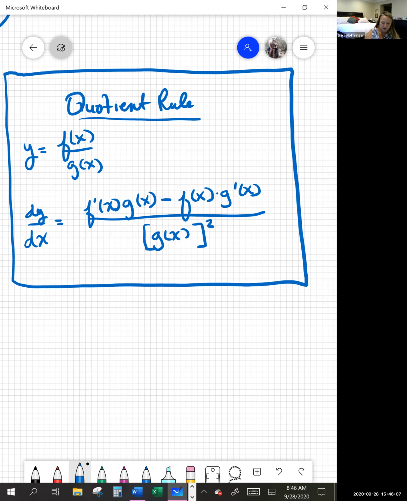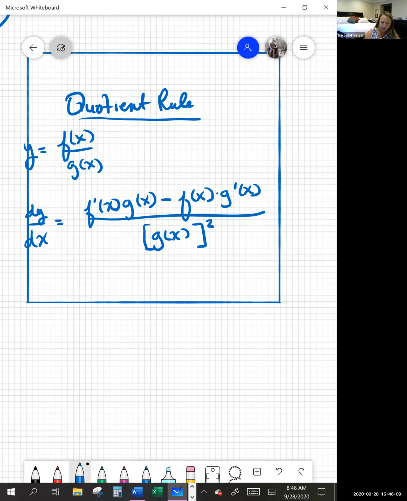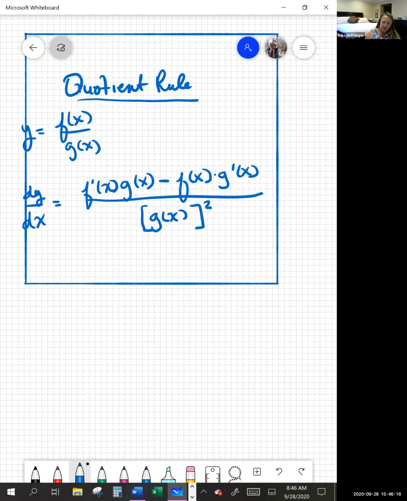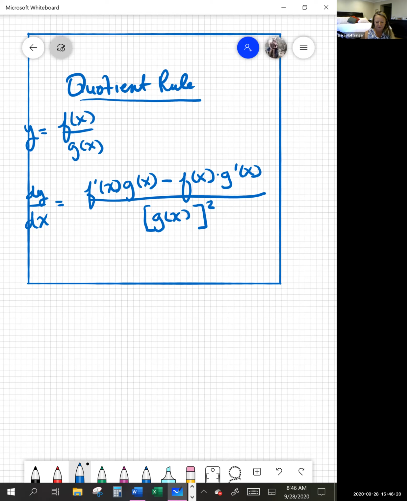So I don't think I'm going to go through and prove it, but we could. But let's use it. I don't remember what I had before, but something similar to what we did was, let's say y was equal to 4x minus 3 all over the square root of x.